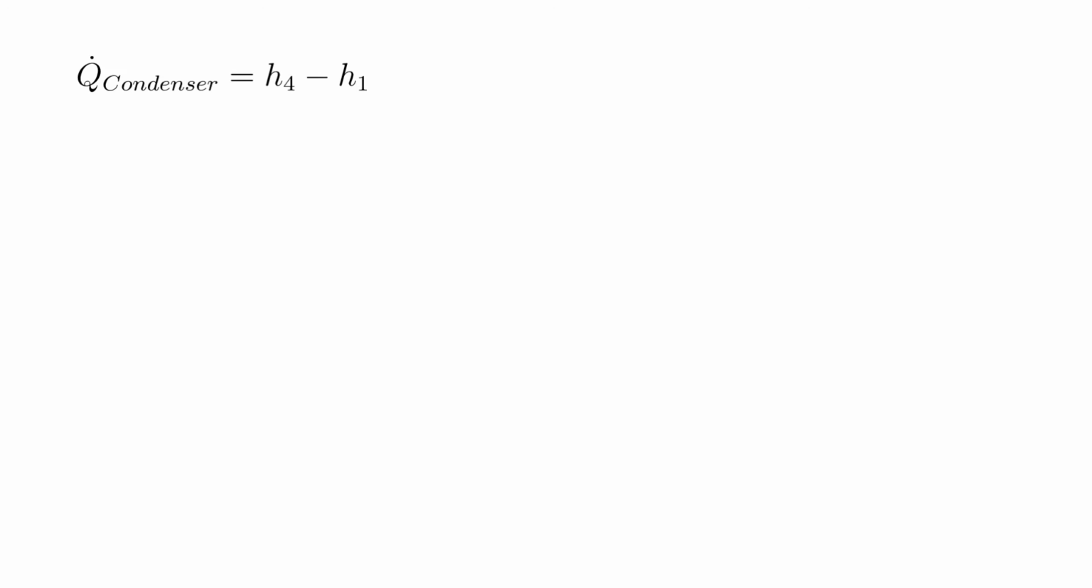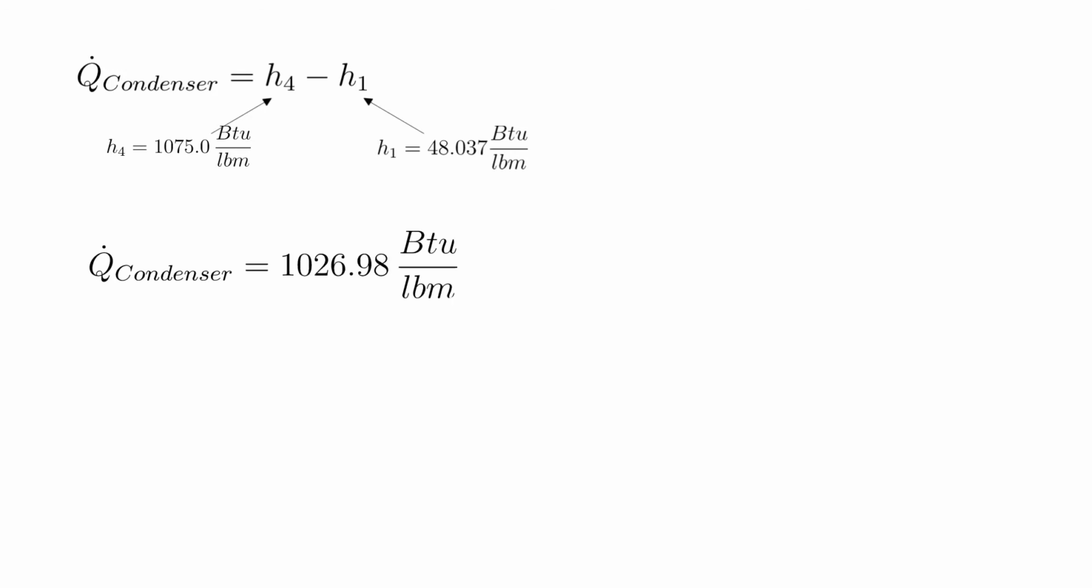Now we have enough to calculate the energy removed by the condenser. It is equal to 1026.98 BTUs per pound mass.